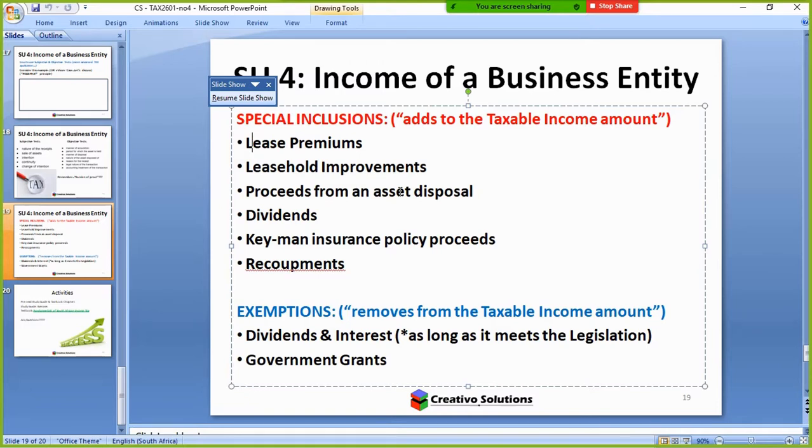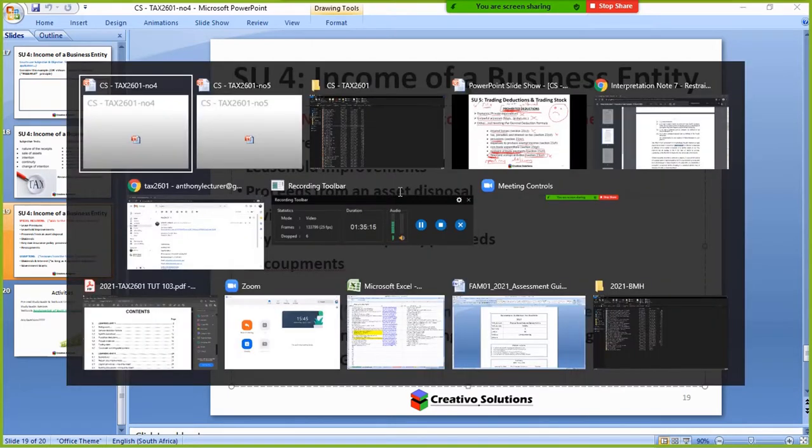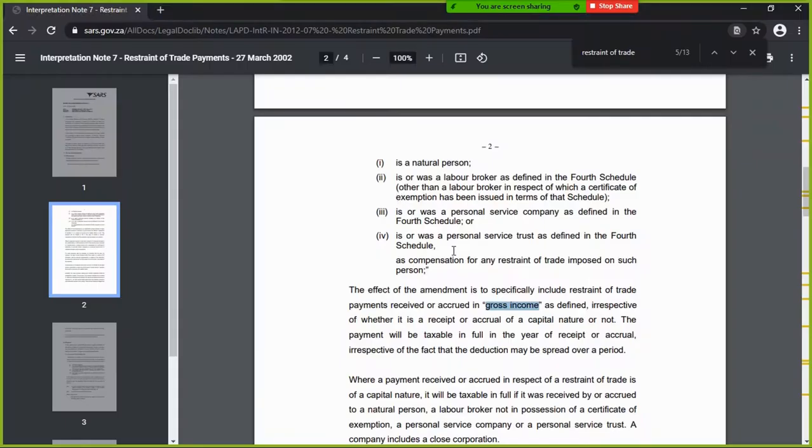Yes. Okay, so as an individual, you will have to include a restraint of trade as part of your gross income. Okay, not as a company. Obviously, companies can't have a restraint of trade. That's what we're referring to here. Notice it must be included.